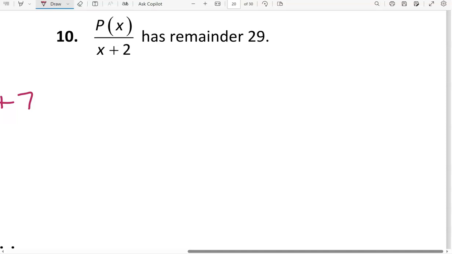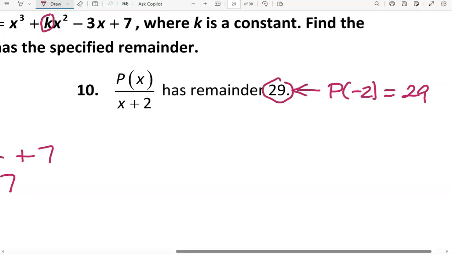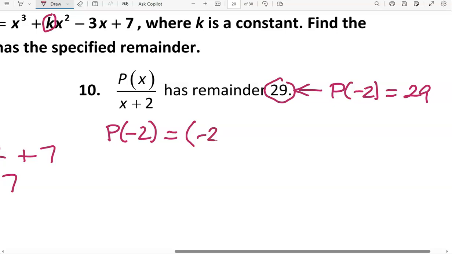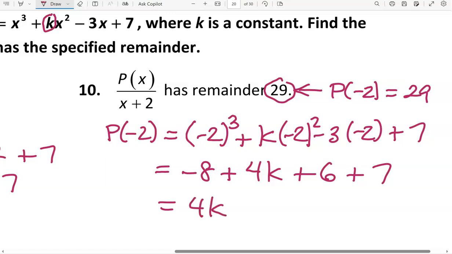For number 10, by the remainder theorem, p of x divided by x plus 2 has a remainder of 29, which is equivalent to writing p of negative 2 is equal to 29. So we're going to take our function p of x and replace x with negative 2. P of negative 2 is negative 2 cubed plus k times negative 2 squared minus 3 times negative 2 plus 7, which is negative 8 plus 4k plus 6 plus 7, or 4k plus 5.